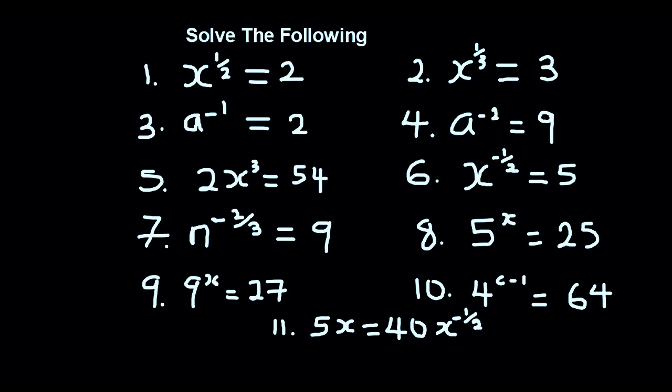So to start with number 1, we have x power of half equals 2. This can be written as square root of x equals 2.